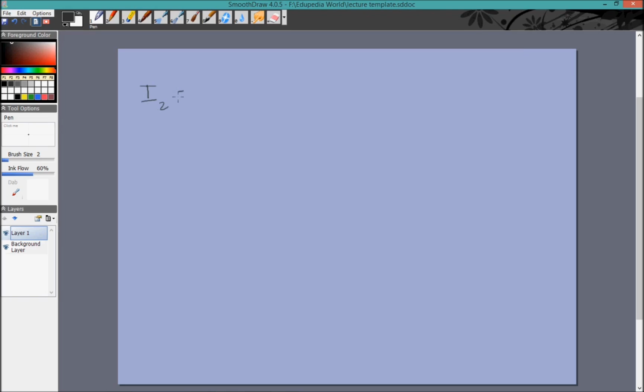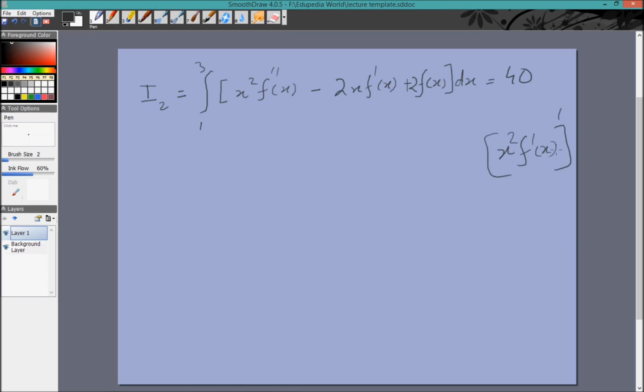So I2 is given to us and I can substitute the value of x³ f''(x), and it will simply be the integral from 1 to 3 of x² f''(x) − 2x f'(x) + 2f(x), and it is given to us to be 40. Now again I'll use the same trick. I know if this was plus, then these two terms together would be the derivative of x² f'(x). The derivative of this would be x² f''(x) + 2x f'(x). So I'll just do that. So I'll get the integral from 1 to 3 of (x² f''(x) + 2x f'(x)) dx.